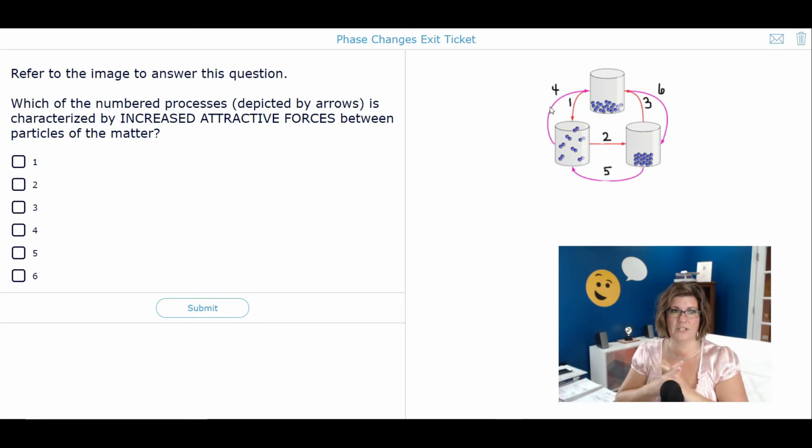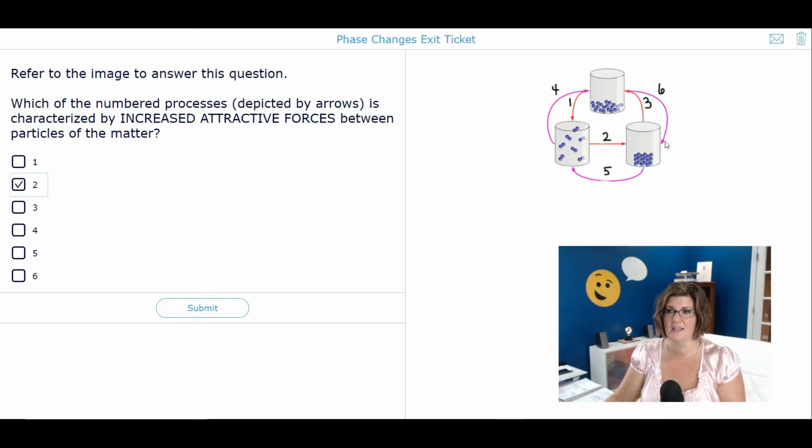This question in particular asks you which of these numbered processes is characterized by increasing attractive forces between the particles of matter. So we look and we go, well, a solid has the most attractive forces among any phase of matter at all. So anything becoming a solid is going to be increasing the attractive forces. Here, number 2 is a gas becoming a solid. We had no attractive forces. Here we have strong attractive forces, so definitely 2.